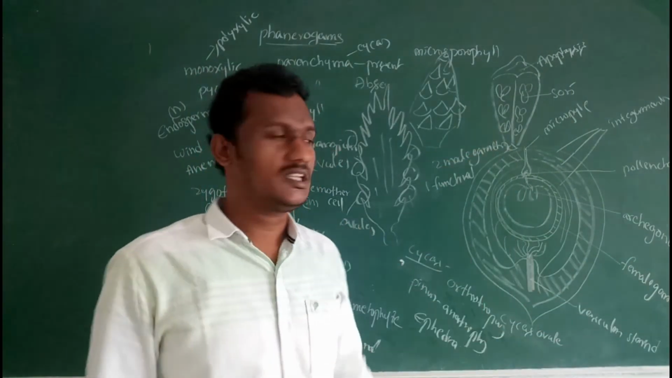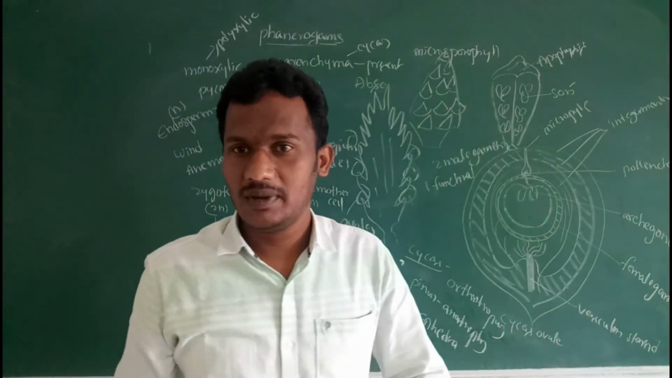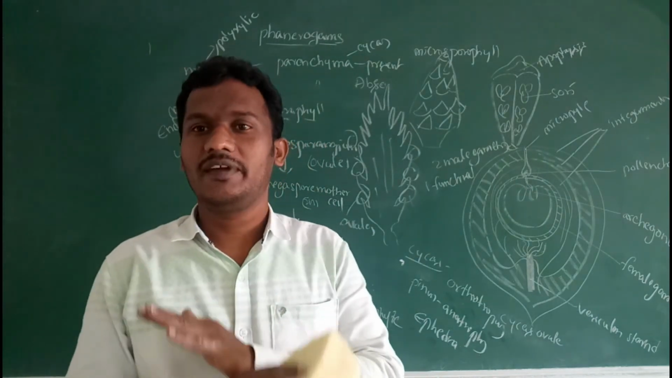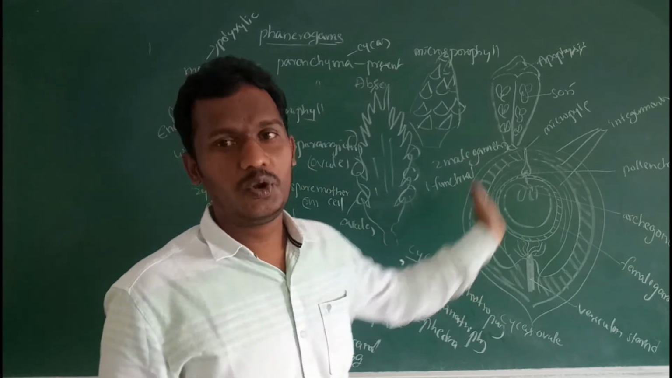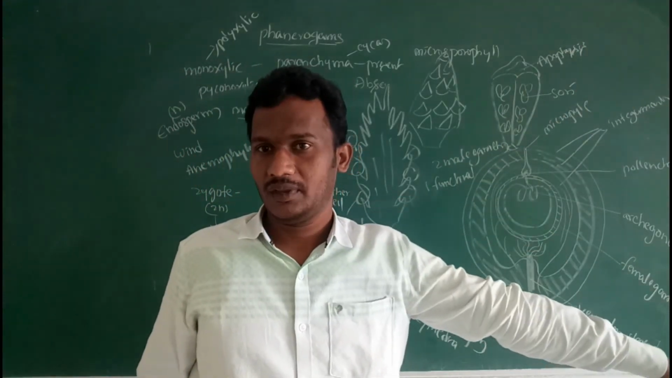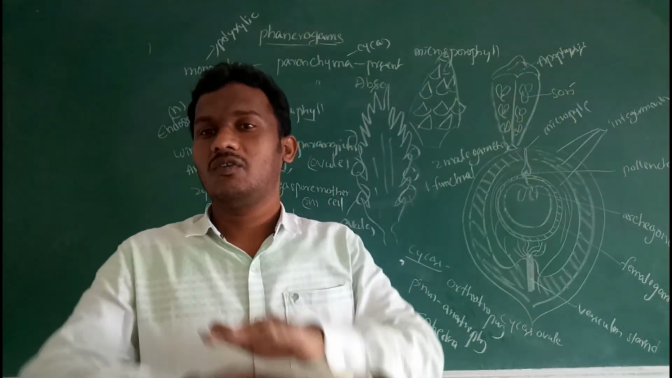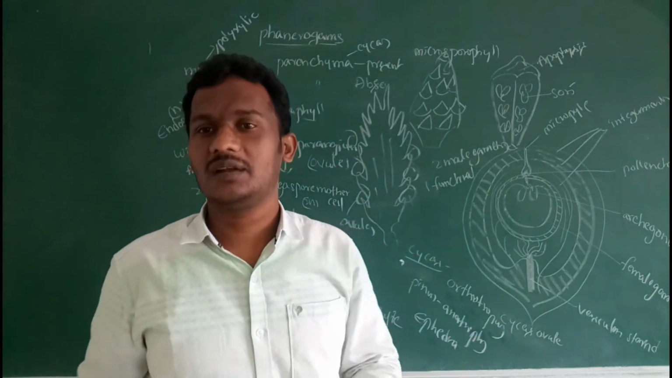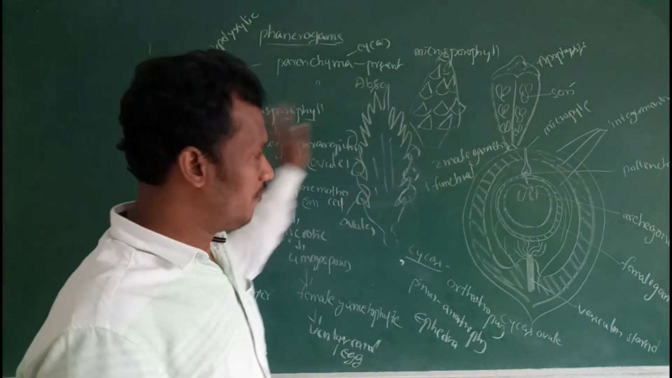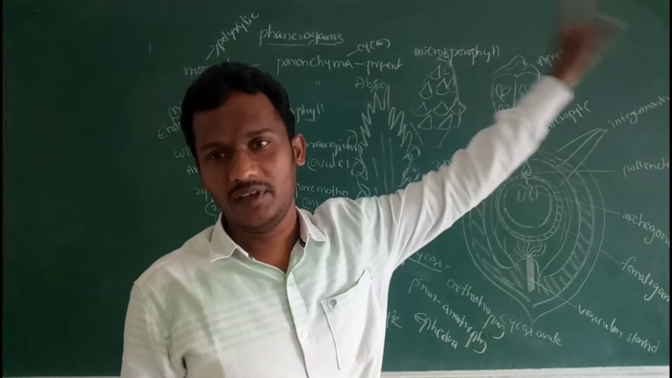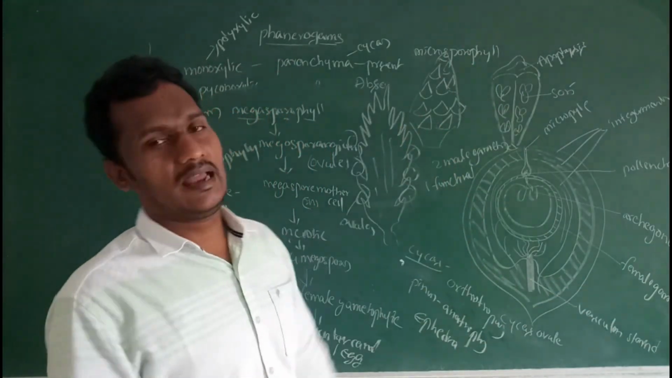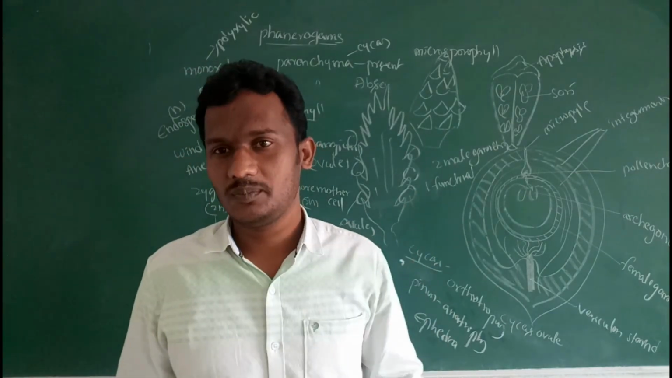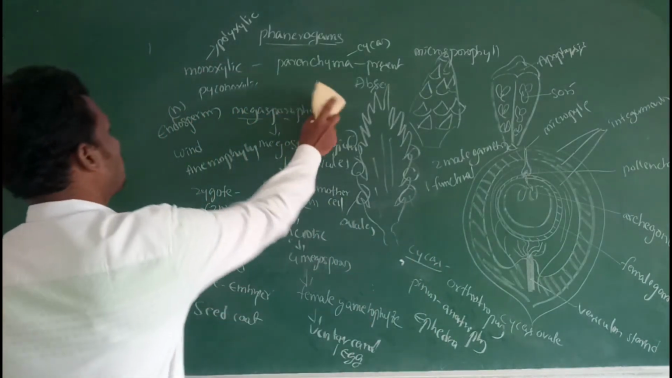Before fertilization, the ovule is not covered by any ovary wall, so the ovary is absent. After fertilization, this ovule develops into a seed. The seed is also not covered by any fruit wall, which means the fruit is absent. So before fertilization it is an ovule, and after fertilization the seed is naked. This type of plant is known as a gymnospermic plant.